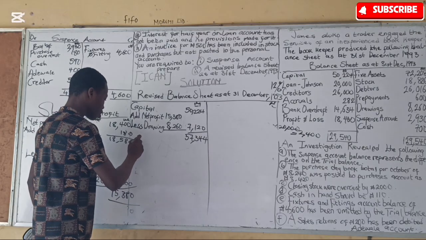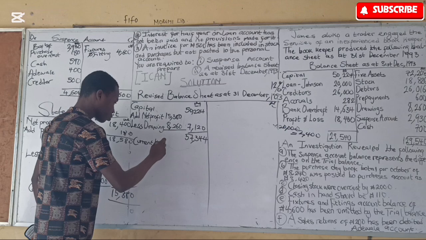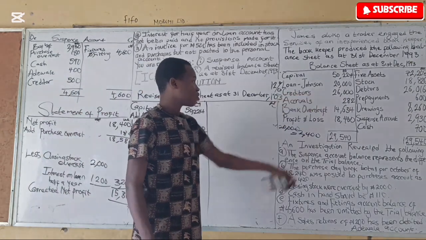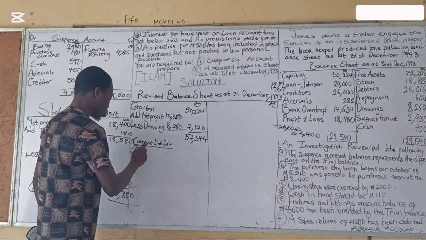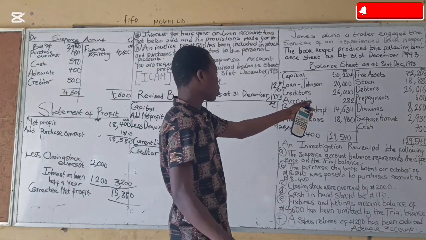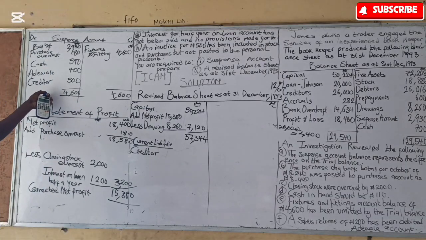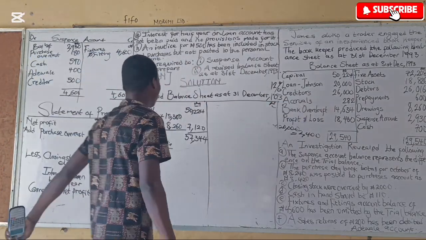So let's move to our current liabilities. But note, this loan here does not fall under current liability. It is a long-term liability. Now let's start with creditor. The creditor given to us is 26,000 naira. But something affects the creditor, and this is it. Don't forget, in our Suspense Account, we have 500 as creditor. So how does this affect the balance of creditor here?